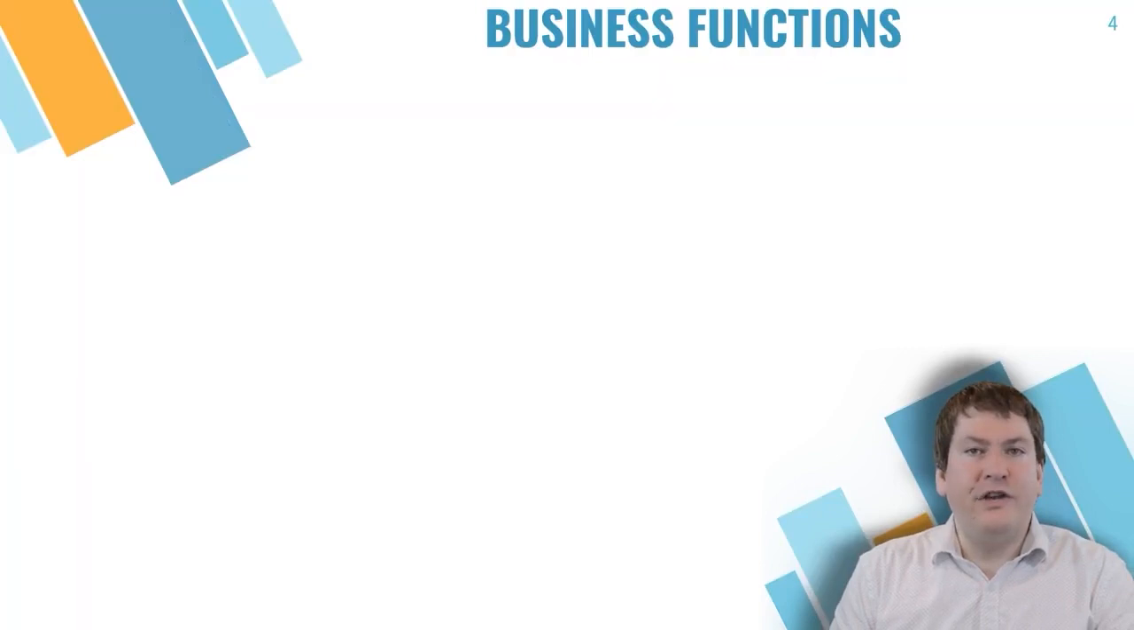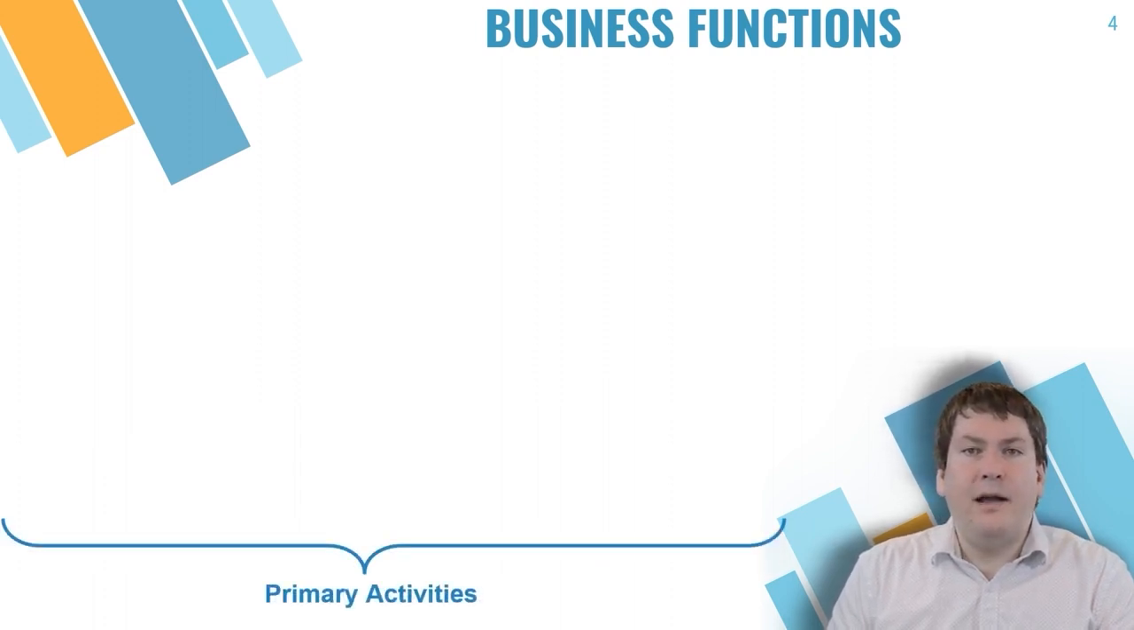Recall Porter's value chain model from Chapter 3. A value chain is a network of value-creating activities in which each step in the value chain adds some value to the product or service. These value-adding activities can be divided into two categories: primary activities and supporting activities. Primary activities are the core parts of a business which directly add value to a product. They directly relate to an organization's customers and products.